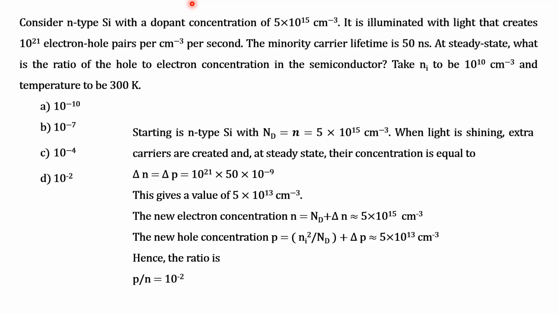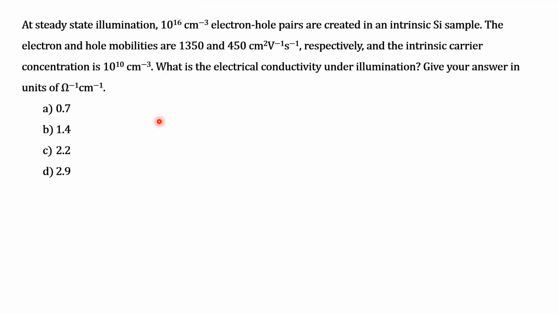Yes, ma'am. So next is, at steady state illumination, 10 power 16 electron hole pairs are created in an intrinsic silicon sample. Electron and hole mobilities are given, the intrinsic carrier concentration is given, and you have to find the electrical conductivity under illumination. The answer should be in ohm inverse centimeter inverse. This also I think was part of the assignment. Yes, ma'am. And the answer turned out to be 2.9. Sorry? 2.9, ma'am. So people who have not worked this out, please do work this out and find if you are also getting 2.9.